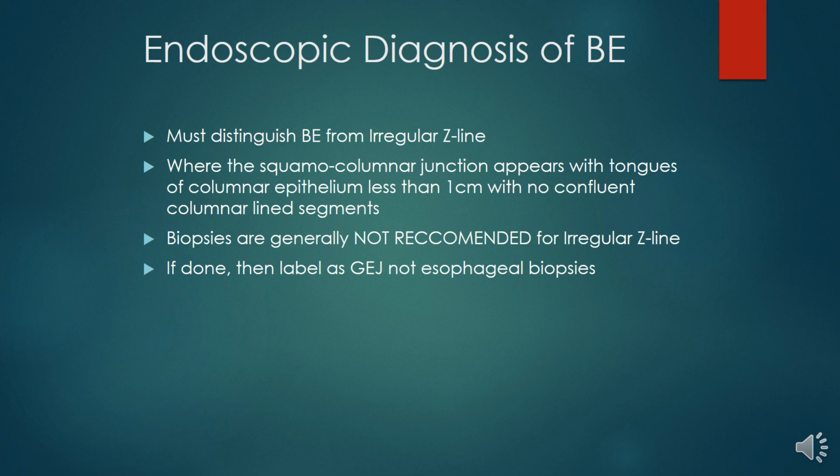Endoscopically, it must be distinguished from the irregular Z line, where the squamocolumnar junction appears with tongues of columnar epithelium less than 1 centimeter with no confluent columnar line segments. Biopsies are generally not recommended for an irregular Z line. If done, they are labeled as gastroesophageal junction, not esophageal biopsy.